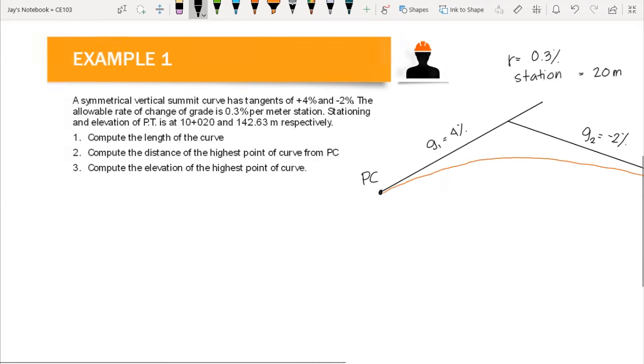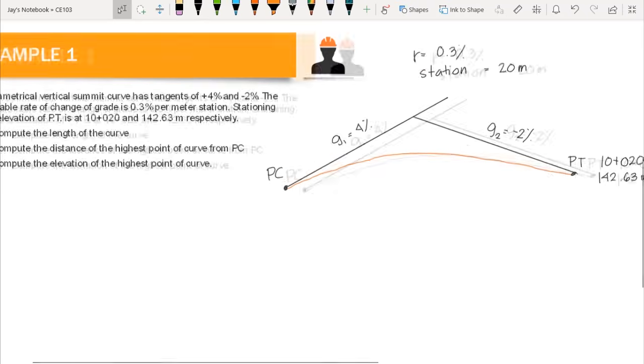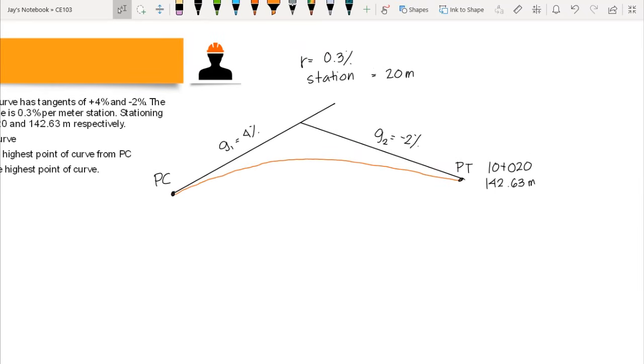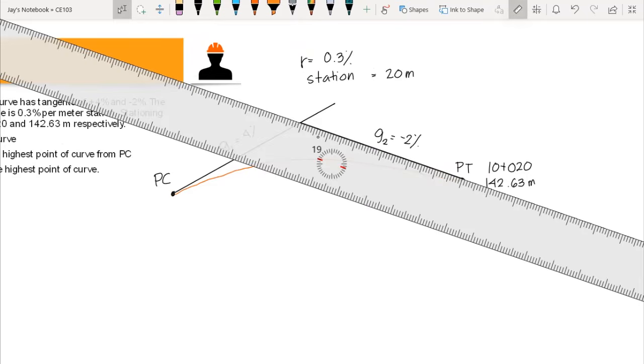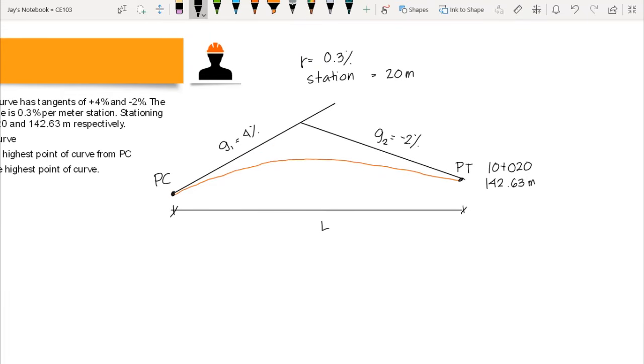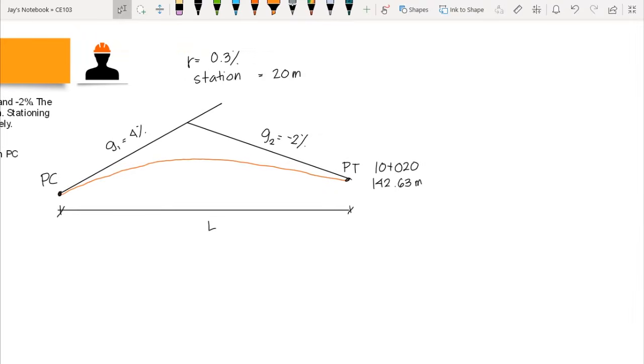Okay, so we have to compute the length of the curve. The length of the curve is the horizontal distance from PC to PT. So how are we going to compute for L? Now we have given rate of change, and we know that rate of change is equal to G1 minus G2 over N. So we can compute the number of stations.